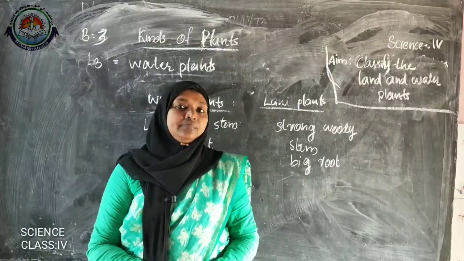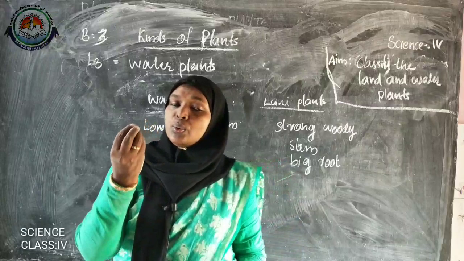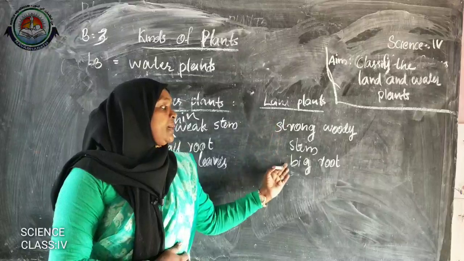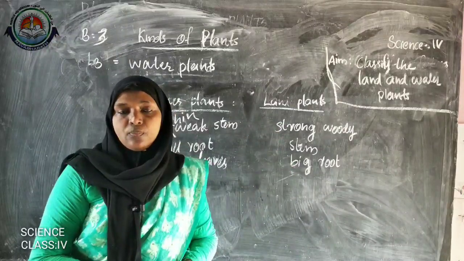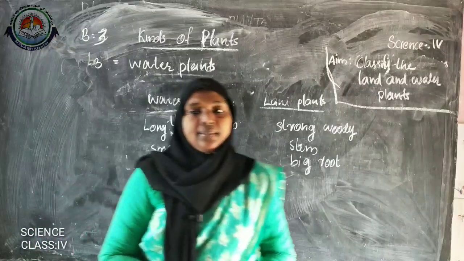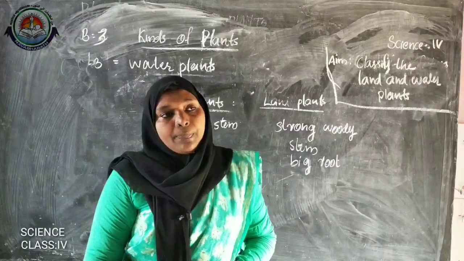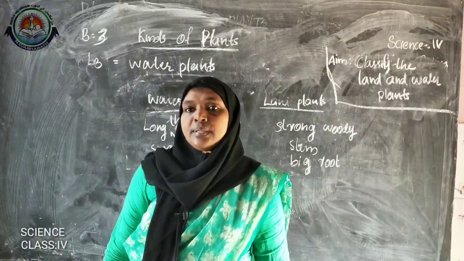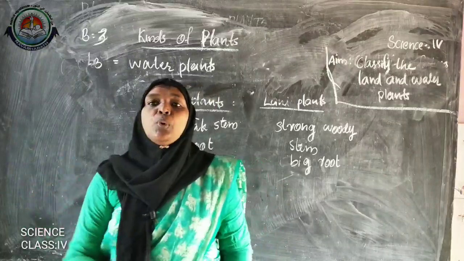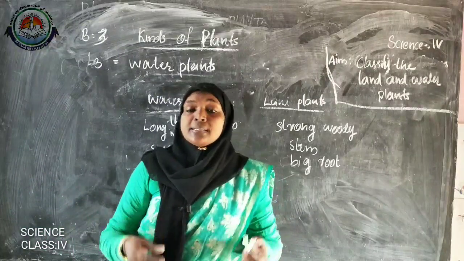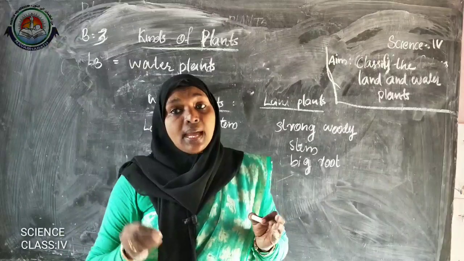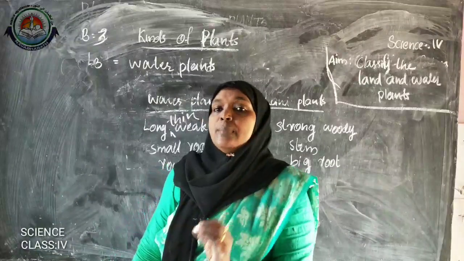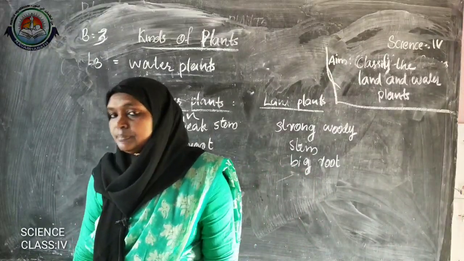Clear? Right. Why do they have small roots? Our land plants have big roots. Why is that? Listen. Land plants have big roots because they have to go deep to absorb water. But water plants have small roots as they don't have to go deep to absorb water. Right? Okay.